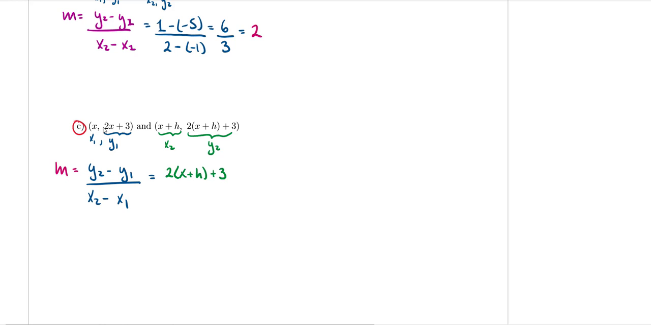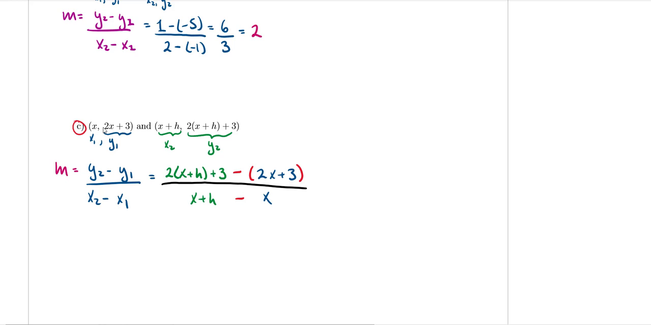Okay, so we have y2 minus y1, which was, again, get into a habit whenever you're subtracting more than one term, put in a parentheses. So that's 2x plus 3. And the whole thing here is being divided by x2 minus x1. So in this case, the x2 is the x plus h minus x.